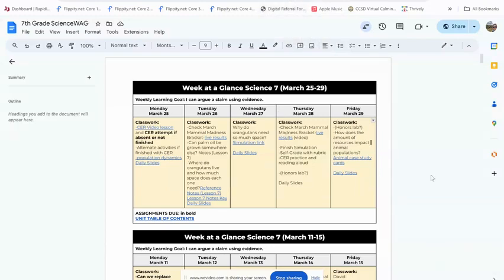Okay, I'm going to show you how to get to the simulation and how to use the simulation and record your data. In the WAG for Wednesday, it says simulation link. You open that.